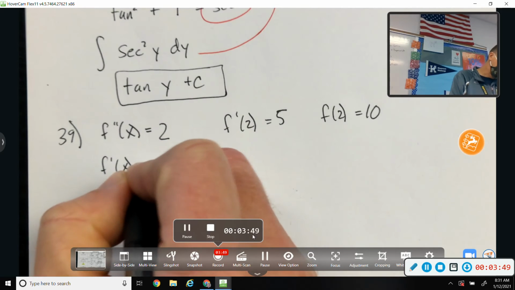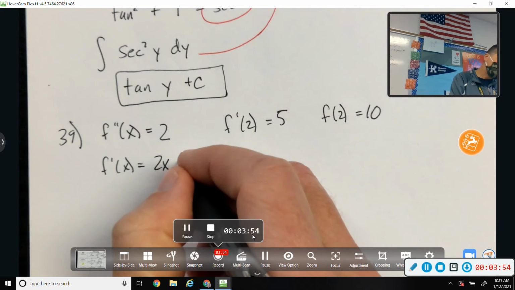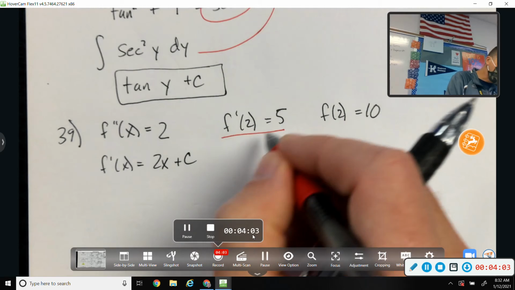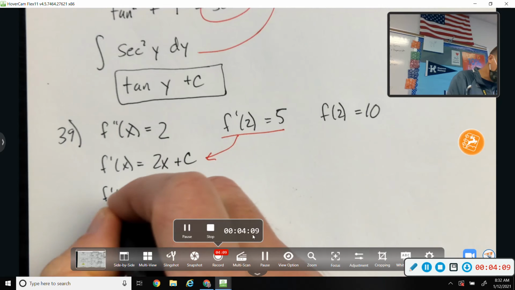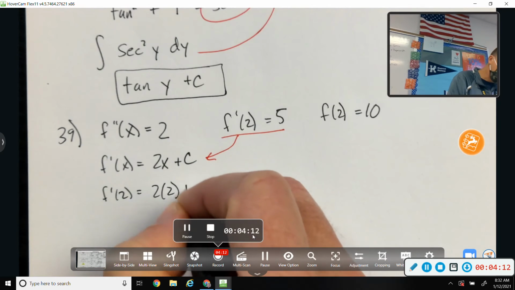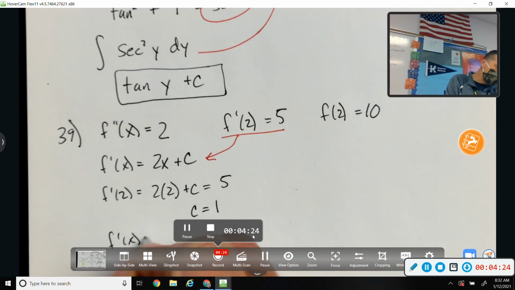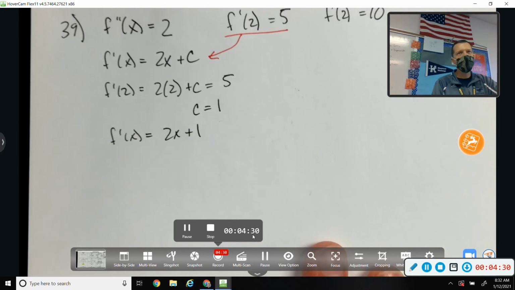All right, so let's back up one step. The second derivative is 2. We back up from that. That would be 2x plus c. So there's our first antiderivative. And we can use that information. So f prime at 2 would be 2 times 2 plus c, and it equals 5. So c equals 1. So our first derivative then is 2x plus 1. Good so far?